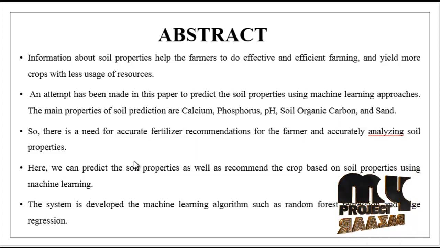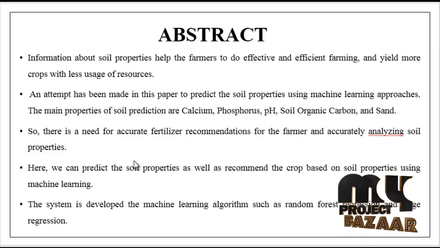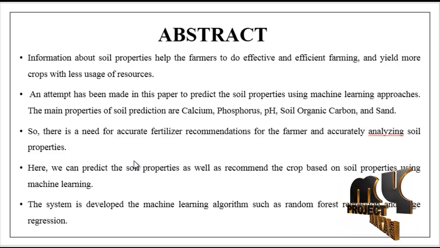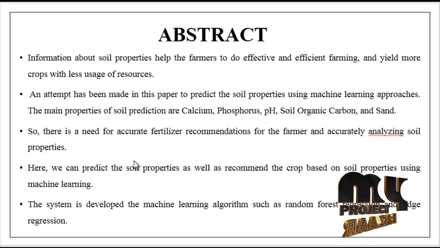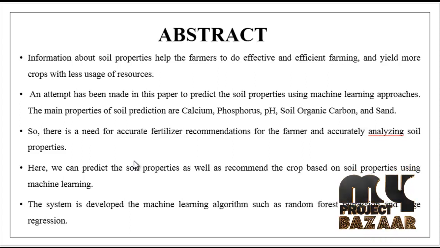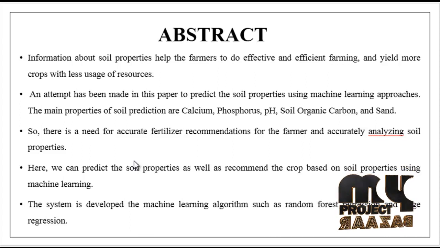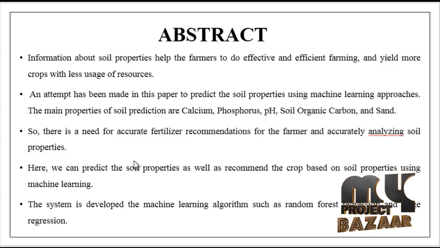Information about soil properties helps the farmer to do effective and efficient farming and yield more crops with less usage of resources. An attempt has been made in this project to predict the soil properties using machine learning approaches. The main properties of soil prediction are calcium, phosphorus, pH, soil organic carbon, and sand. So, there is a need for accurate fertilizer recommendations for the farmer and accurately analyzing soil properties.